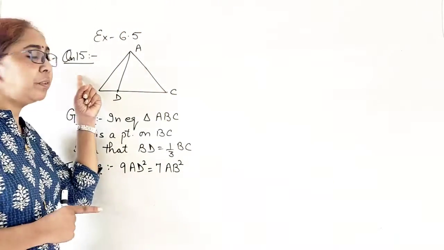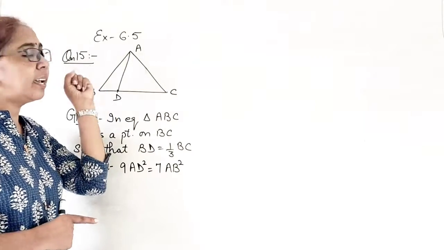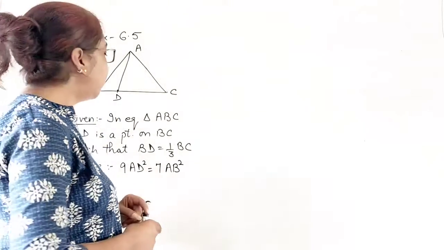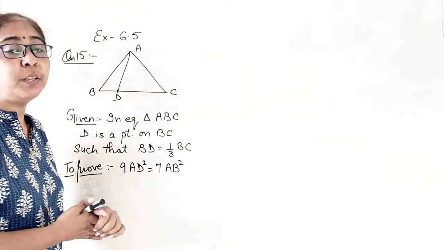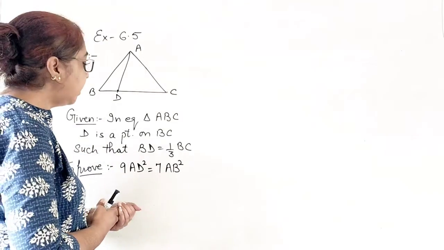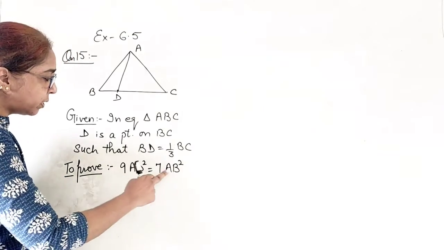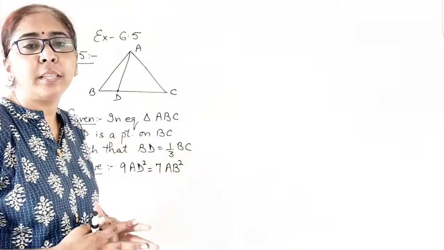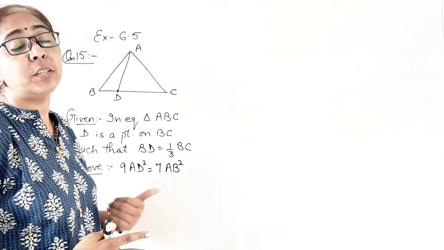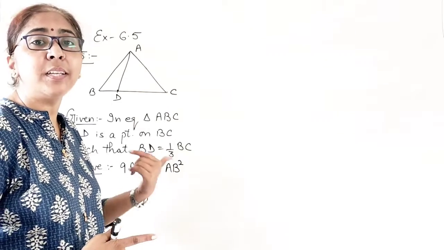Question number 15 of exercise 6.5. Okay, this is also one of the important questions to understand, a little bit bigger but not difficult. As I told you, if you see so many squares, that means one thing should come in your mind, that the question you have to do with Pythagoras theorem.